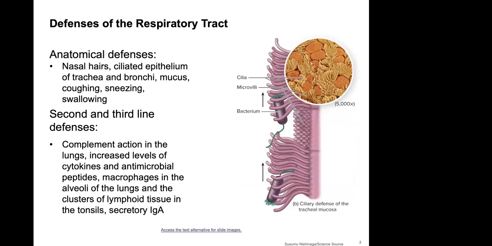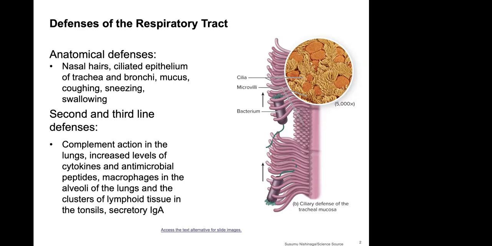Now, the defense mechanisms of the respiratory tract, you do have some anatomical defenses. This will be the nasal hairs, the ciliated epithelium of the trachea and the bronchi, the mucus on that tissue as well, coughing, sneezing, swallowing. The mucus and the hairs will trap a lot of microorganisms that are inhaled. And if there's enough irritants there, that'll trigger either a cough or a sneeze, which will help to expel from that area.